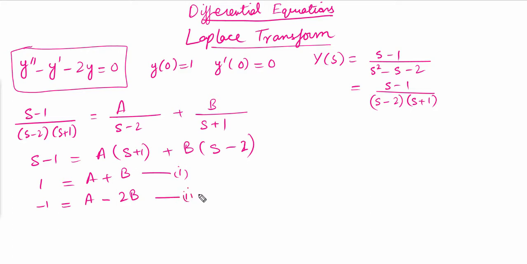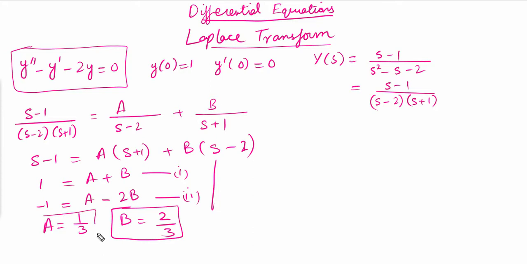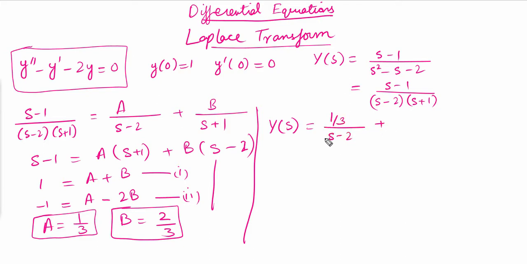I will simultaneously solve these two equations, and once I solve them, I will get A equal to 1 over 3 and B equal to 2 over 3. So my Y of s will become equal to A over s minus 2, so A is 1 over 3, so it's 1 over 3 over s minus 2 plus B over s plus 1, so it's 2 over 3 divided by s plus 1.